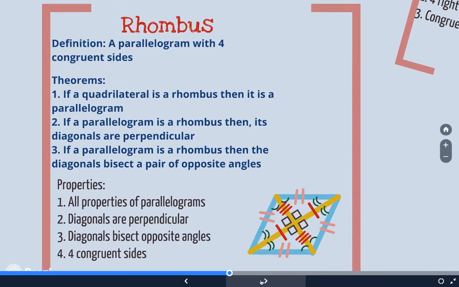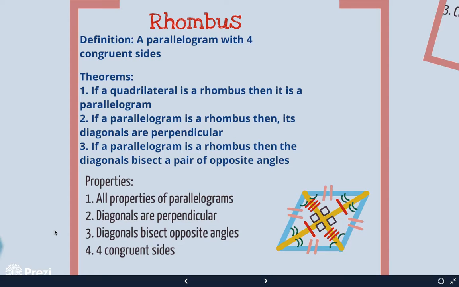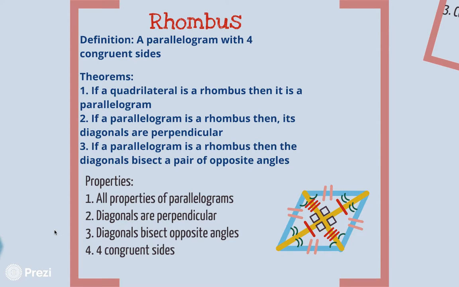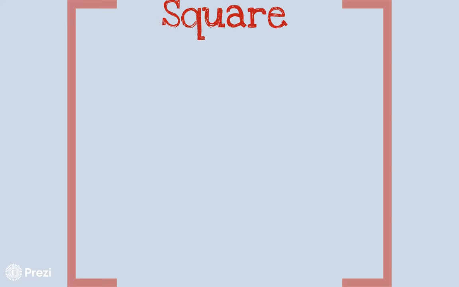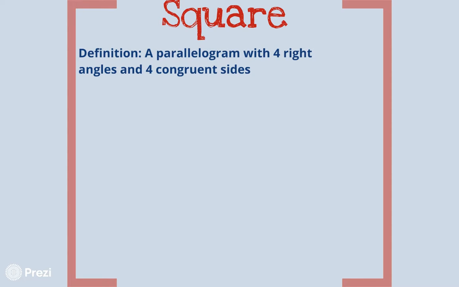So a rhombus has a lot going on. You have to remember a lot about a rhombus when you solve a rhombus problem, which unfortunately, you just have to memorize. There's no other way to do it. All right, and then finally, a square is a parallelogram with four right angles, which also makes it a rectangle, and four congruent sides, which also makes it a rhombus.